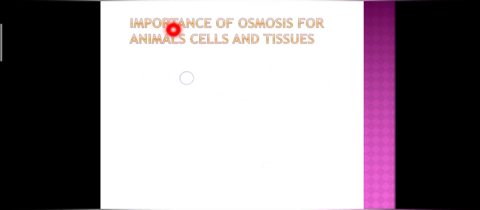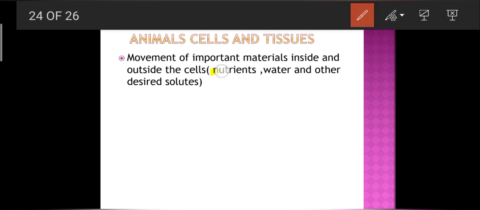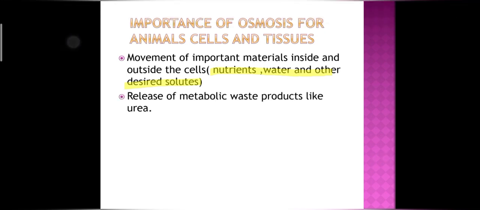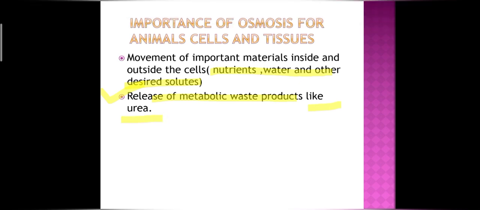What is the importance of osmosis for the animal cells and tissues? Movement of important materials inside and outside of the cells, like the movement of nutrients, water and other desired solutes, occurs by the process of osmosis. A release of metabolic waste products like urea occurs through the process of osmosis.